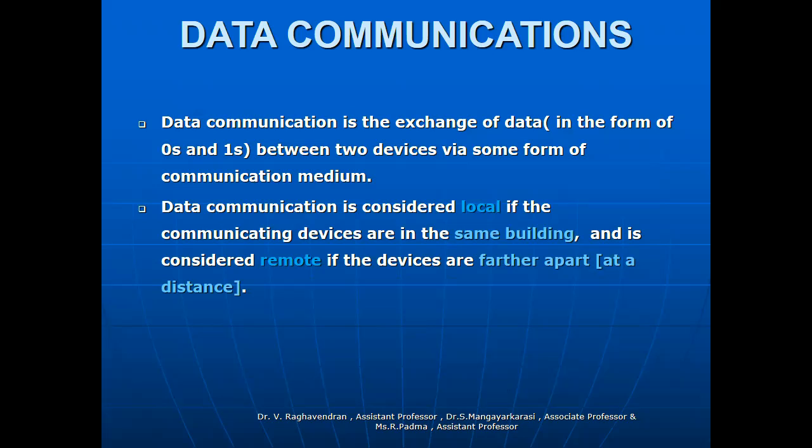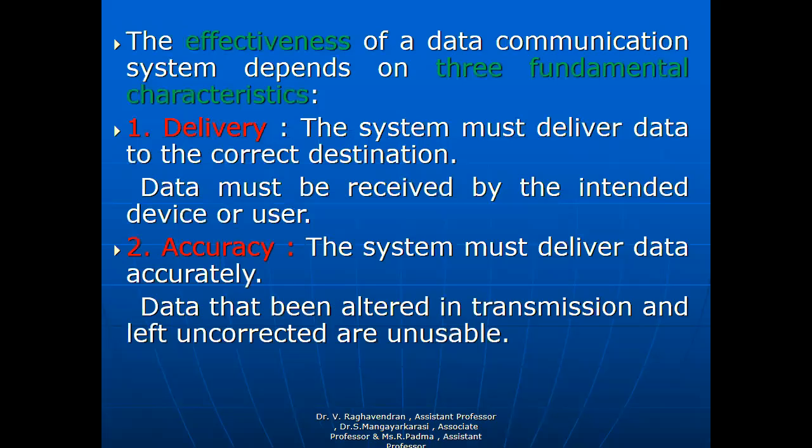Local communication means the 2 communicating devices are in the same building. The second is remote communication. Remote communication means the devices are located in 2 very different places, that is, distant locations. Next, the effectiveness of a data communication system depends on 3 fundamental characteristics: first delivery, second accuracy, third timeliness.